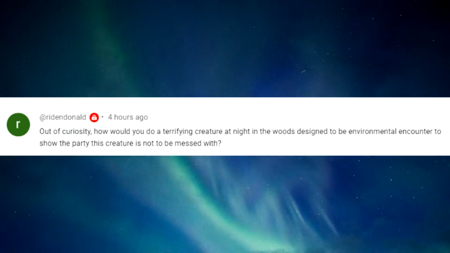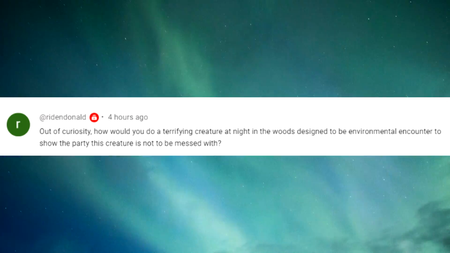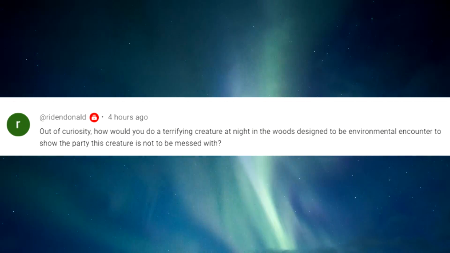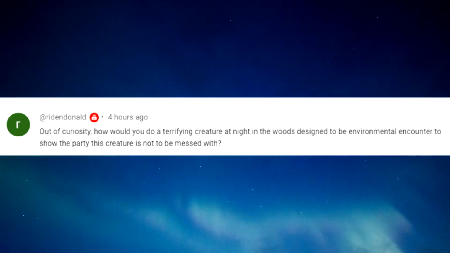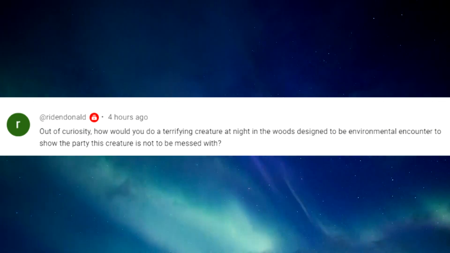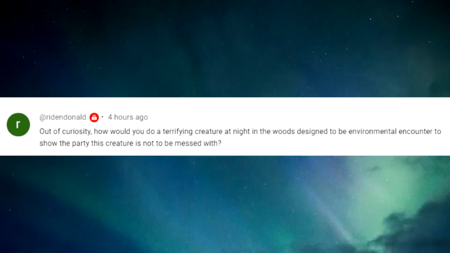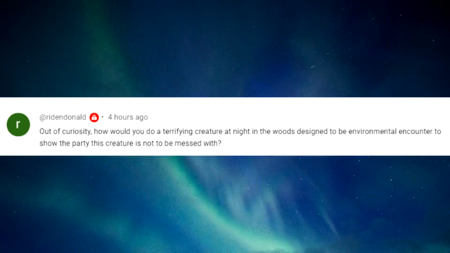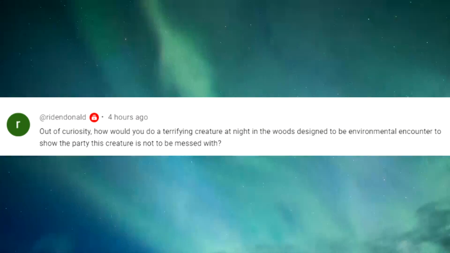I like to add in calling cards to my creatures. Something weird that happens when a creature gets close, so the party instantly knows. Oh god, that terrifying thing is here. So Raiden, if I was you, let's say we're doing something in a dark forest at night. The party already knows that there's something here. We've provided them context. We've let them stew for a while. And then all of a sudden they smell freshly baked bread.